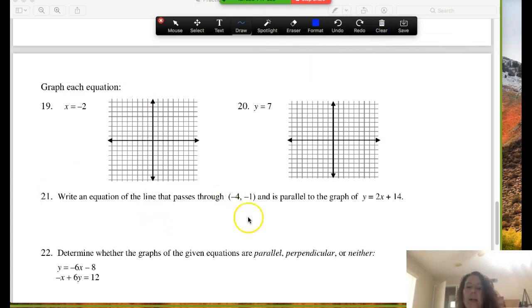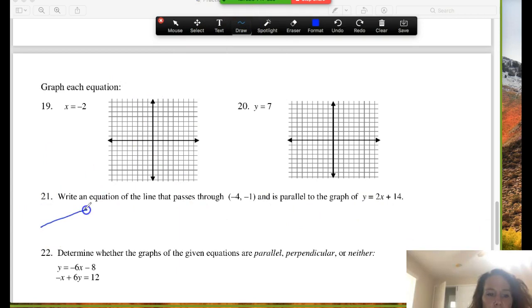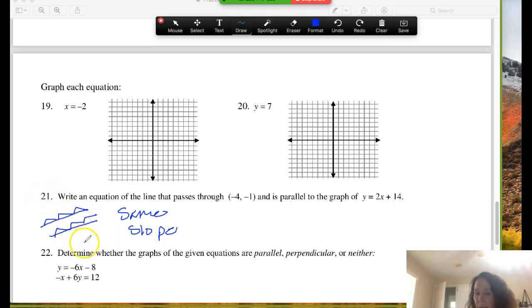Write an equation of a line that passes through this point and is parallel to this graph. Parallel and perpendicular lines. Remember, if two lines are parallel, they have the same slope. Okay, that's because they're going to have different y-intercepts, but the same slope. I'm going to go up and over, rise over run, rise over run. It will be the same when the lines are parallel.